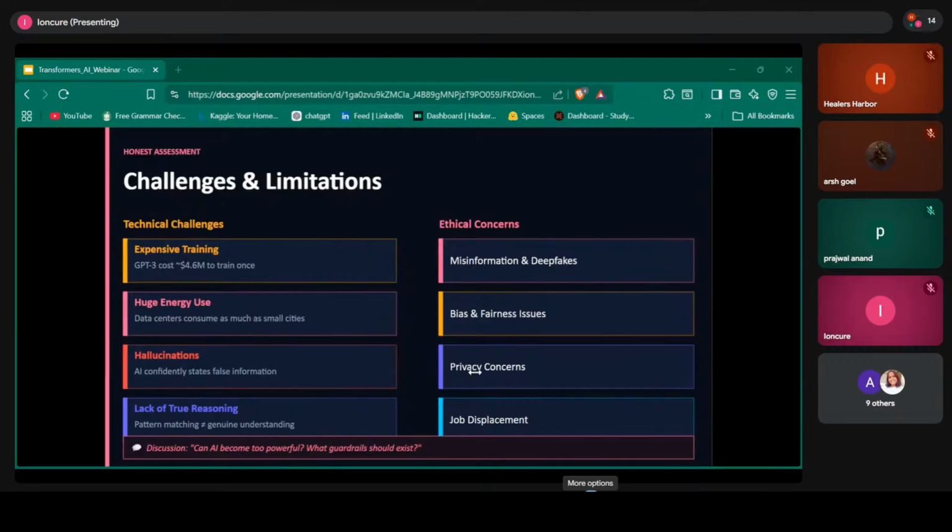Models can hallucinate confidently, state things that are completely false, because they are pattern matching machines, not knowledge databases. They can produce and amplify the bias present in their training data, and they do not truly reason in the way humans do. They are extraordinarily good at pattern matching, but that's completely different from genuine understanding. And also, there are real concerns around misinformation, deep fakes, job displacement, and privacy. These are the challenges the field is actively working to solve.